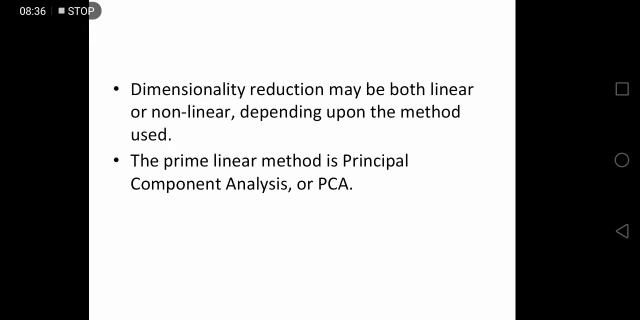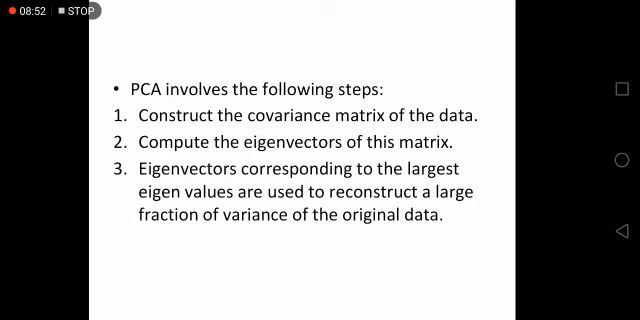Dimensionality reduction may be both linear or non-linear depending upon the method used. The prime linear method called principal component analysis or PCA is going to be discussed next. The principal component analysis method was introduced by Karl Pearson. It works on a condition that while the data in the higher dimensional space is mapped to a lower dimensional space, the variance of the data in the lower dimensional space should be maximum.